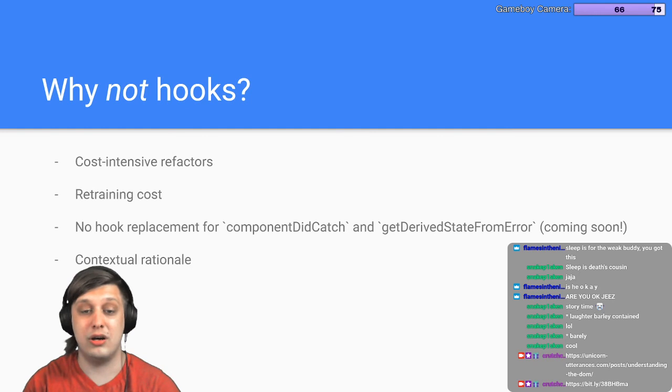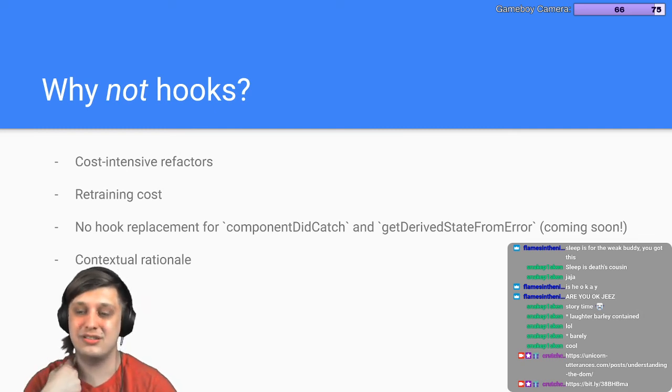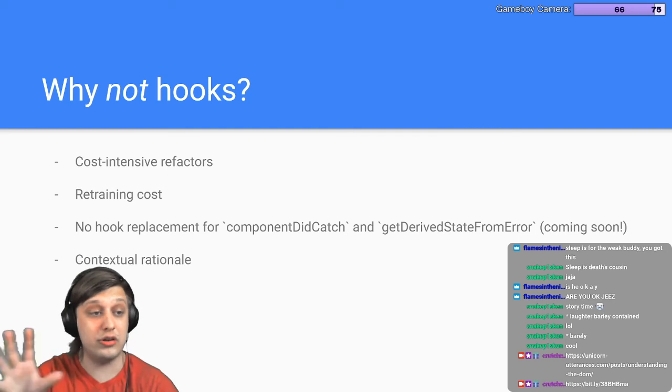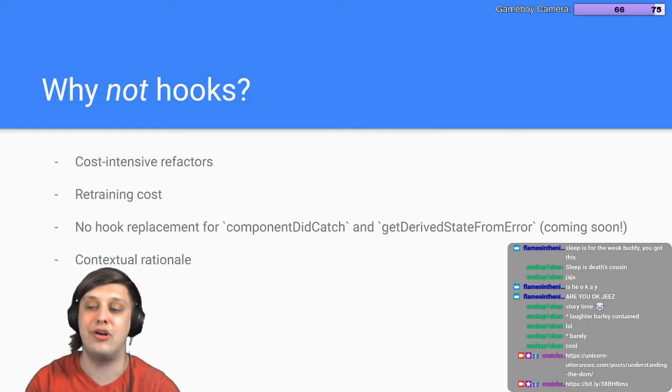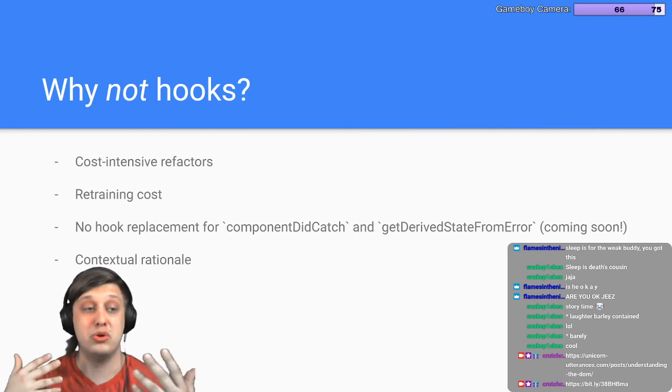Two, retraining cost. If you're super familiar with the minutiae of classes, learning hooks again might be frustrating. If your team just isn't caught up on hooks yet, it might not be the time. You might want to wait for them to be more caught up. Three, there's also no hook replacement for componentDidCatch or getDerivedStateFromError. So if you're using an error boundary, you have to use classes for that. You can use hooks in other components and interop between them because they're not exclusive. You can use them mutually.